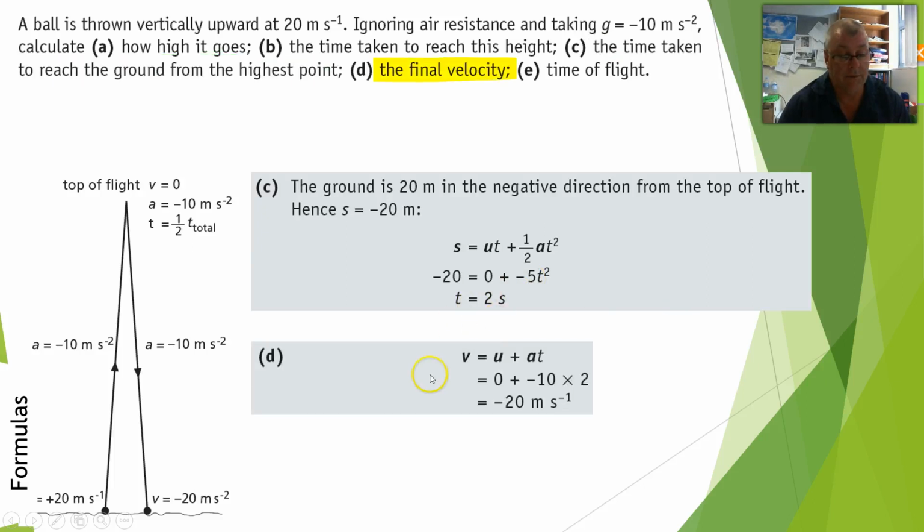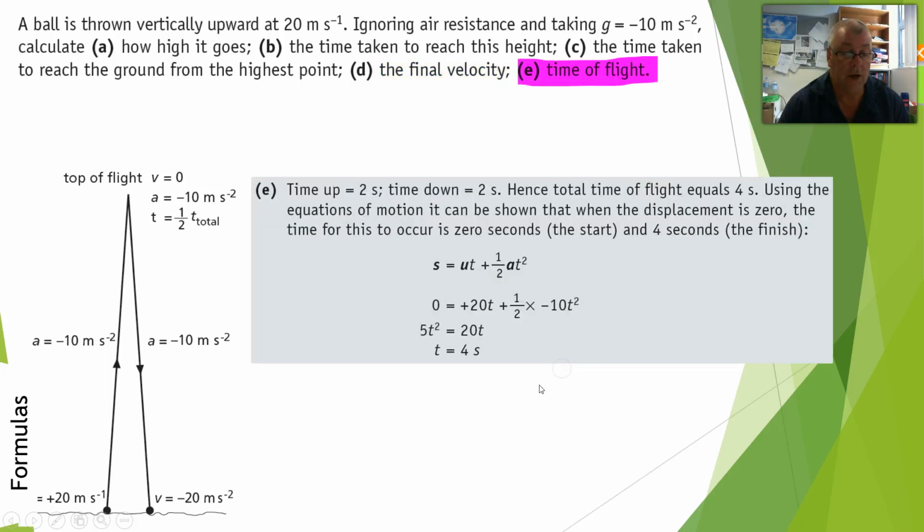For the final velocity, again they're just looking at half the flight, so they're working out the velocity here, where u is 0 and a and t they know, and you get a negative answer. So again, be careful with your signs.